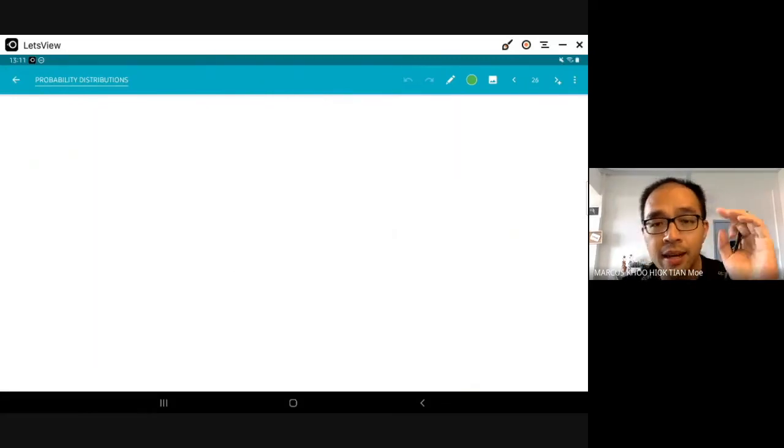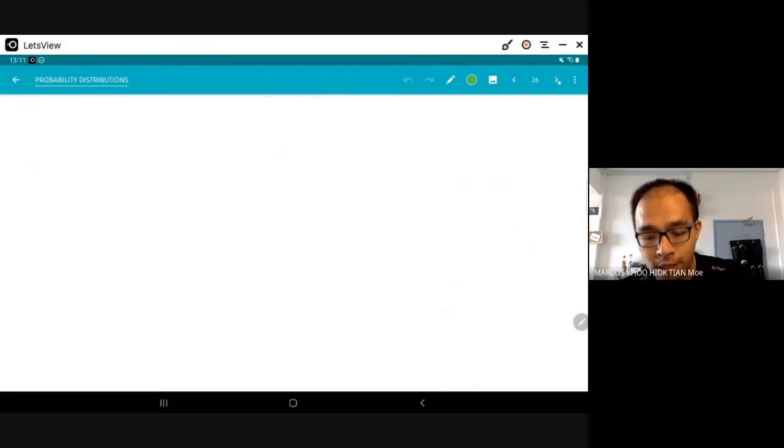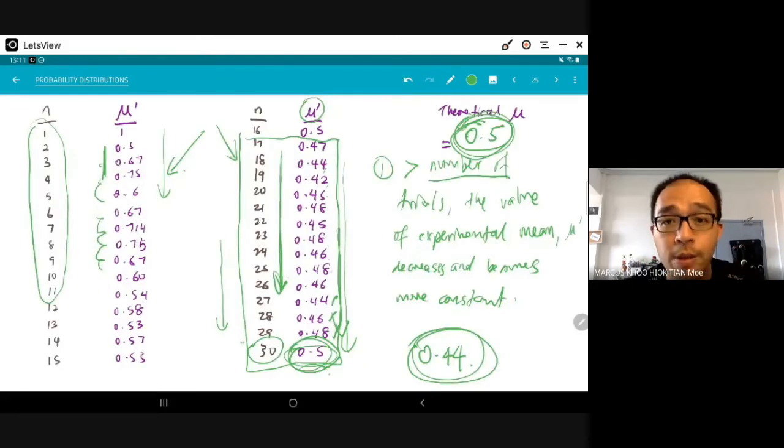And this, I think, is more fun. For example, mine is 0.44, a little bit off. There are many reasons for this, and any reason can be accepted, as long as it is logical.